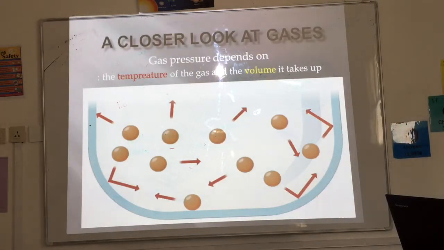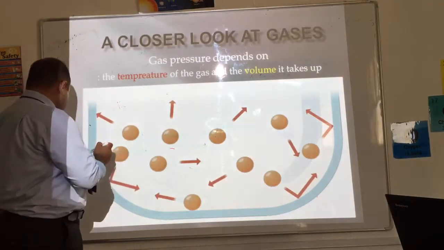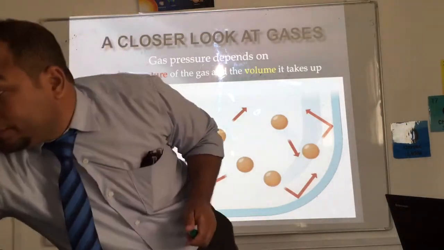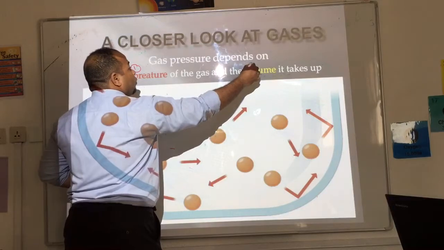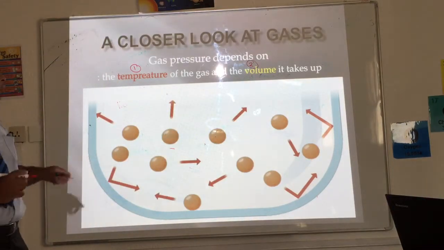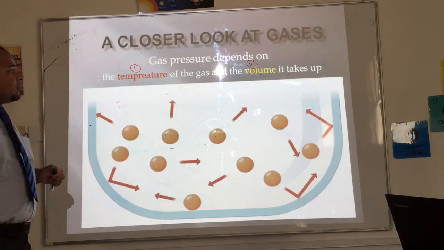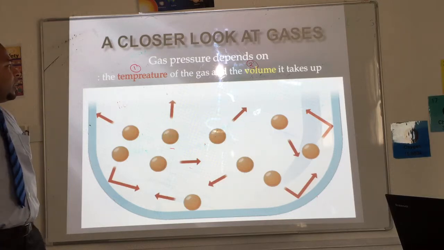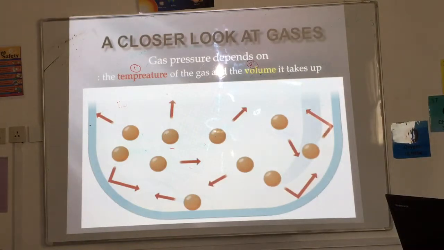Gas pressure depends on the temperature of the gas and the volume it takes up. Gas pressure depends on two factors. Number one, the temperature, and the volume. If you have gas at 20 degrees Celsius and another gas at 50 degrees Celsius, which one has a high pressure? Of course, at high temperature we have high pressure.